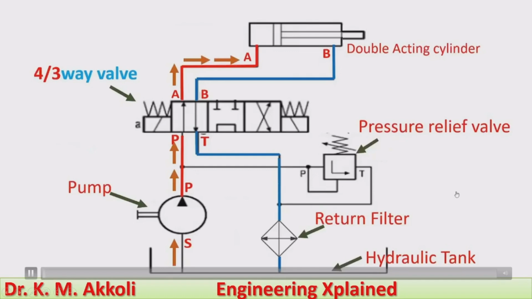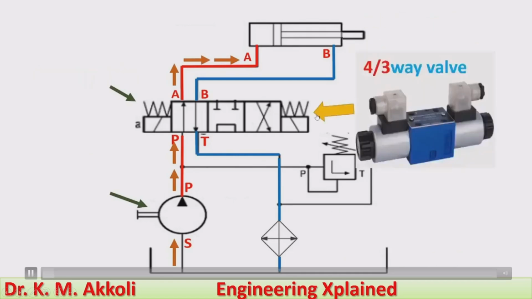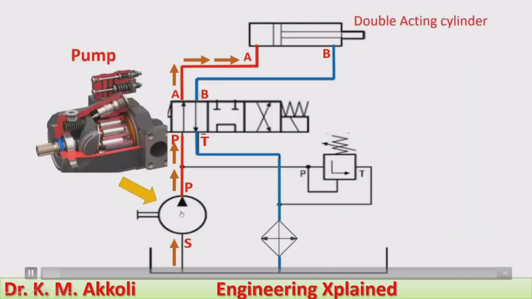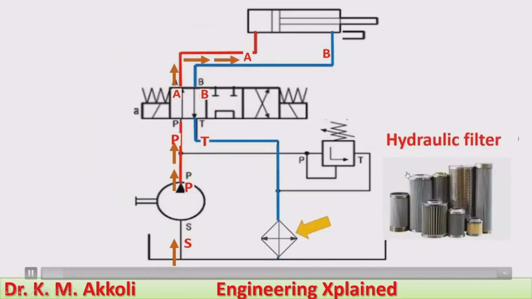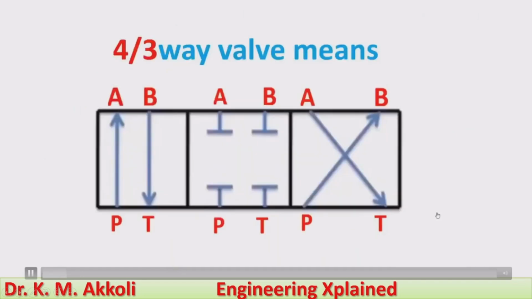The hydraulic circuit consists of different components to operate the double acting cylinder like this, which will be actuated by the 4 by 3 direction control valve, and it has the pressure relief valve, the pump, filter, and hydraulic tank. And here we'll first understand one of the important components, that is the direction control valve.